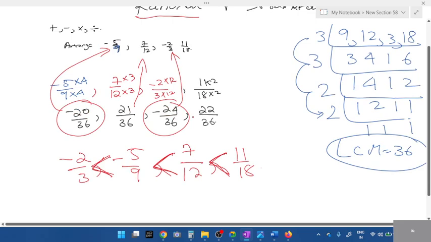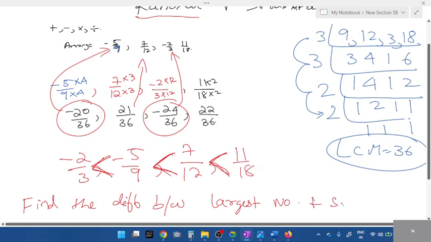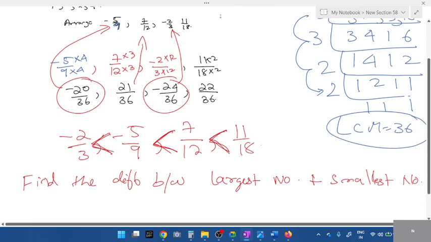And along with this, they have also asked, find the difference between the largest number and the smallest number. What do you mean by difference, students? Addition or subtraction? Difference means subtraction. Which is the largest number here?